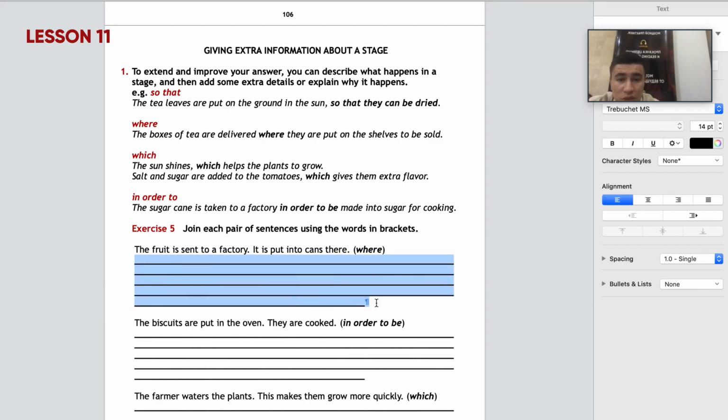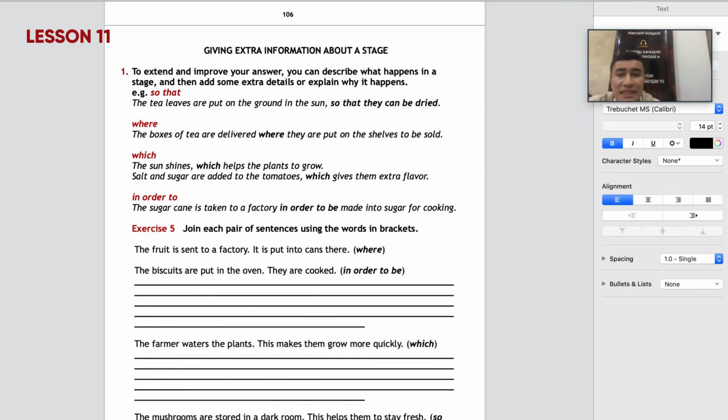Okay, let's start from the first one. The fruit is sent to a factory. It is put into cans there. Okay, the fruit is sent to a factory where it is put into cans. Okay, very simple.